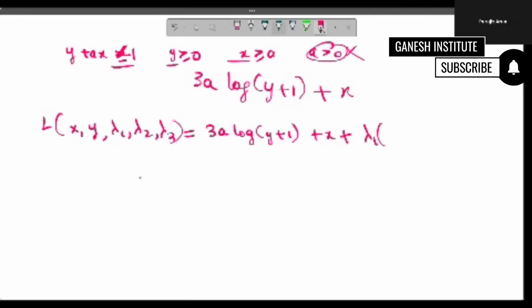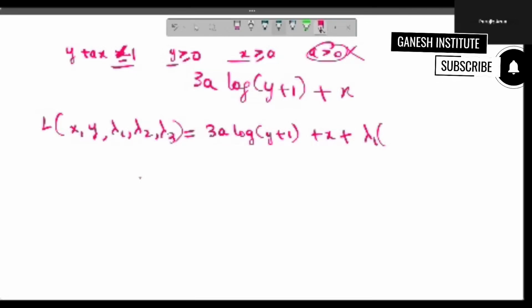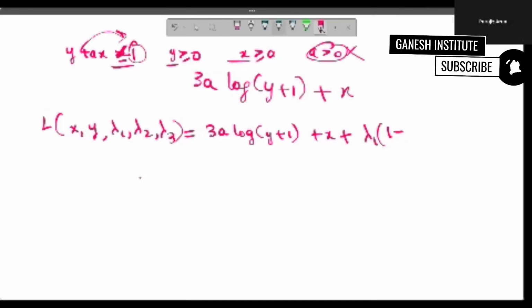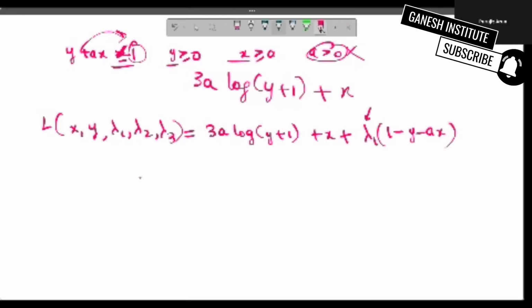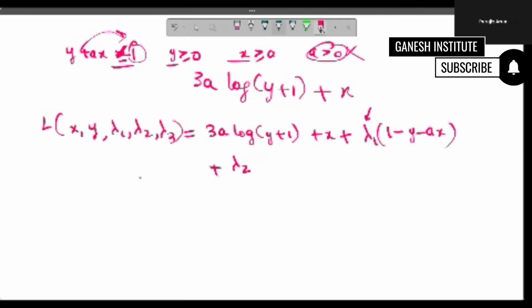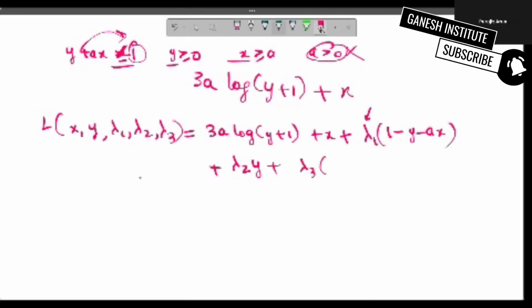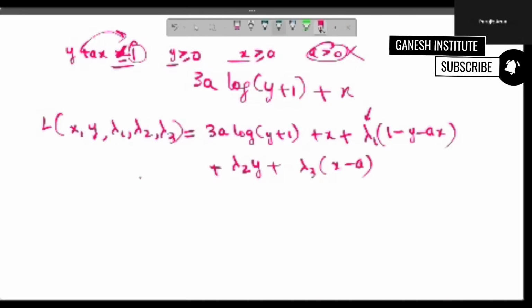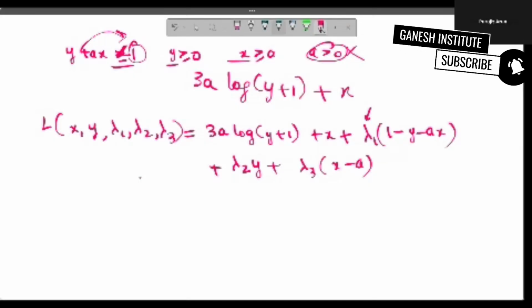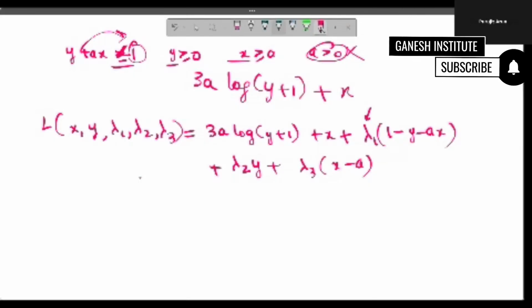Minus, plus lambda. We can have plus; later on we'll find out. You will do 1 minus y plus ax, right? So 1 minus y minus ax. Then lambda 2 y. Then lambda 3, x minus a, right? Lambda 2 y plus lambda 3 x minus a. Once you get this, a minus x.